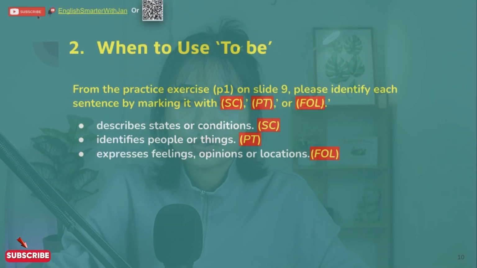Okay, this is for you to remember when to use the verb to be. Usually in English, the verb to be is used to describe or express the following situations, such as state or condition, identify people or things, or express feelings, opinions, or location. To add to your understanding, let's take a look at these examples.